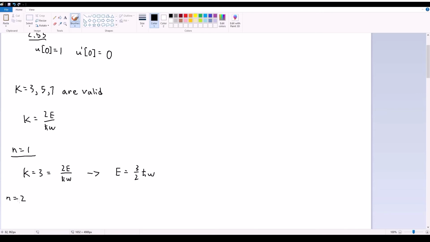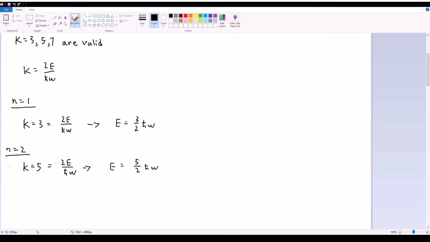For n equals 2, which is the second excited state, we get k equals 5 as a valid solution, which is equal to 2e over h bar omega. Therefore, e is equal to 5/2 h bar omega. And then for the third excited state, n equals 3, we get k is equal to 7 is valid. Therefore, 2e over h bar omega, and therefore, e is equal to 7/2 h bar omega.